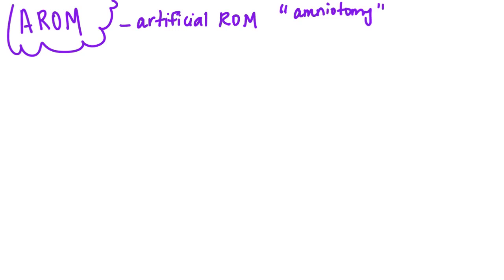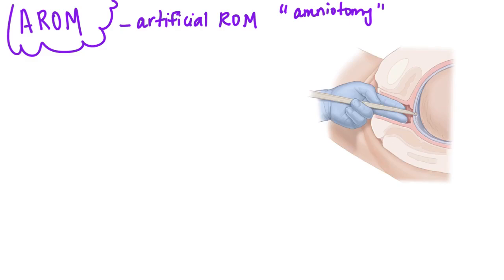The first one we'll talk about is AROM. AROM is the artificial rupture of membranes. It's also called an amniotomy. Most physicians will use an amnio hook in order to break the bag of water. And some use a finger condom that has a needle at the end, or sometimes forceps are used.